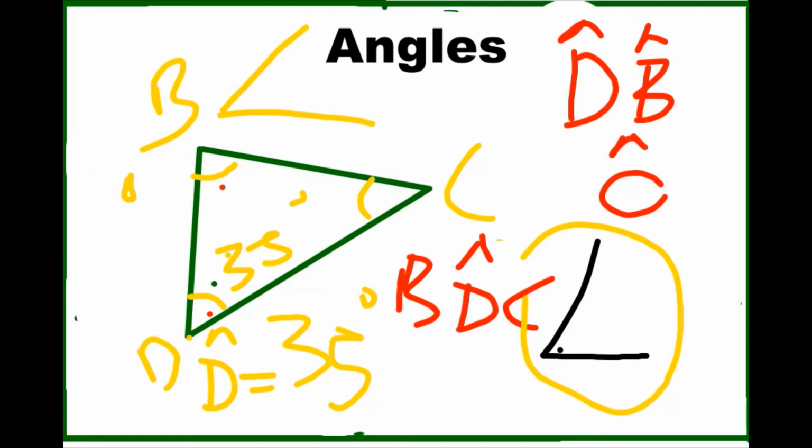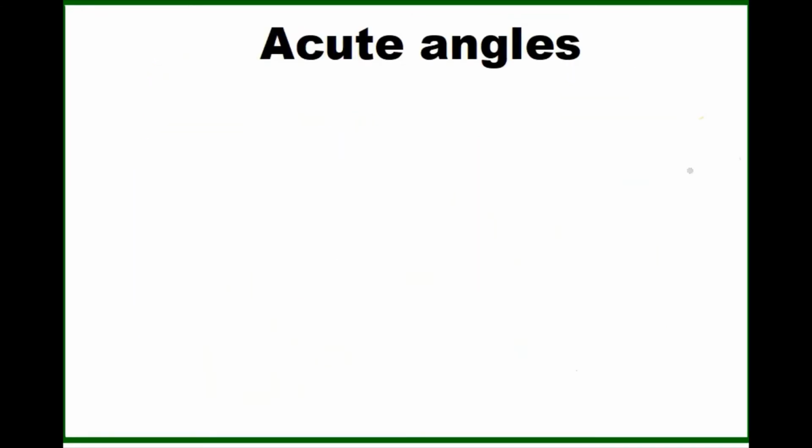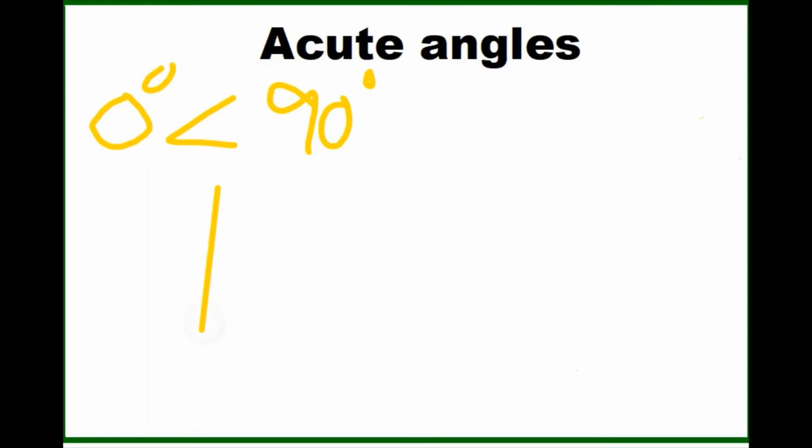Now let's look at the different kinds and types of angles we get. Our first type of angle is the acute angle. That is an angle that is greater than 0 degrees, so it's bigger than 0 degrees, but less than 90 degrees. If you were to draw it, it would look something like this. This angle here would be in between 0 and 90, but it's never 90.